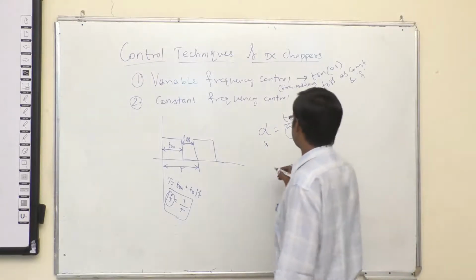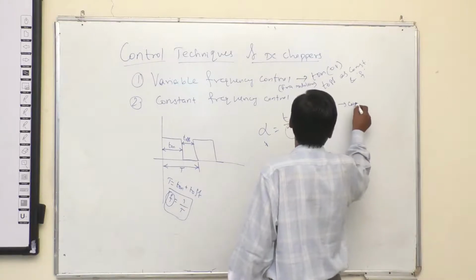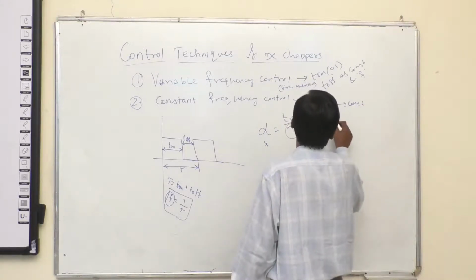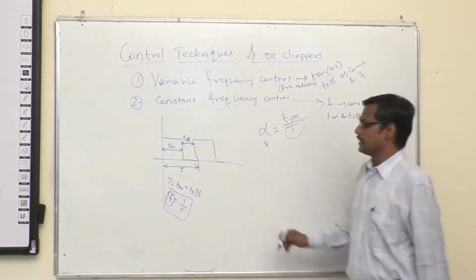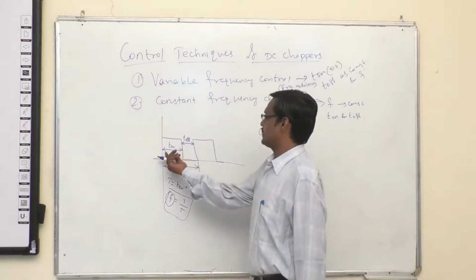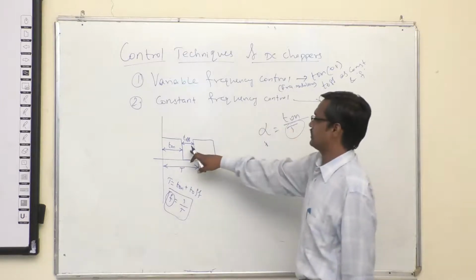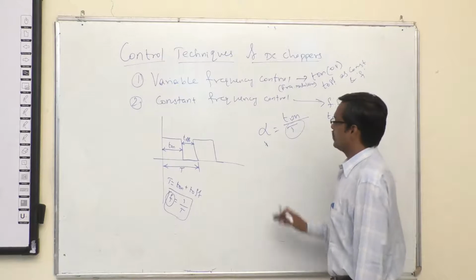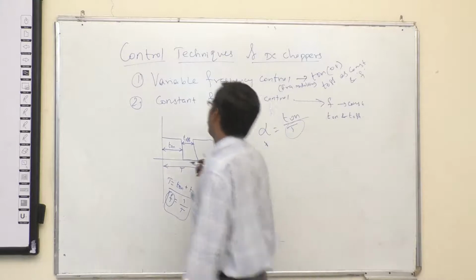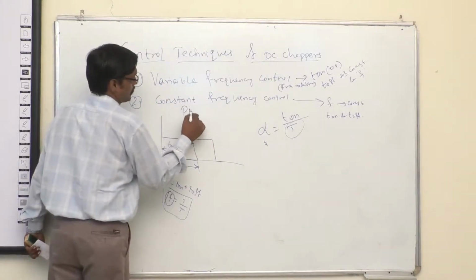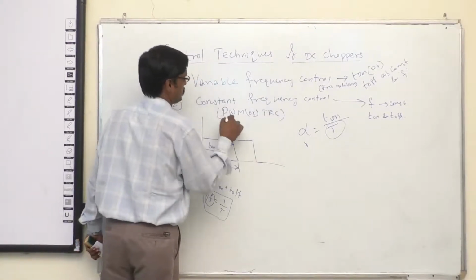The next method is constant frequency control. In this constant frequency control, I keep the frequency constant, and you can change the T on and T off. When you increase the T on, your alpha value is going to increase. When you increase the T off, the alpha value is going to decrease. In this way, you can vary the alpha value. This method is called the pulse width modulation method, the PWM method, or the time ratio control method, the TRC method.